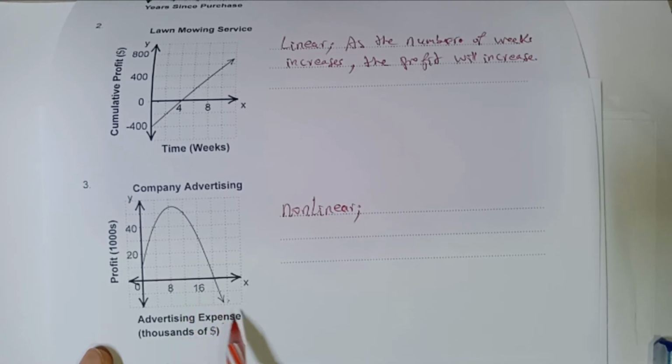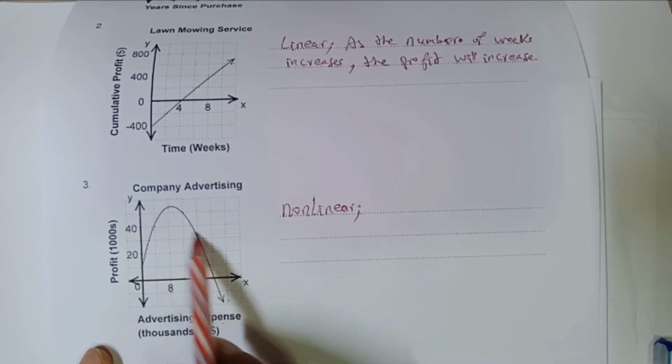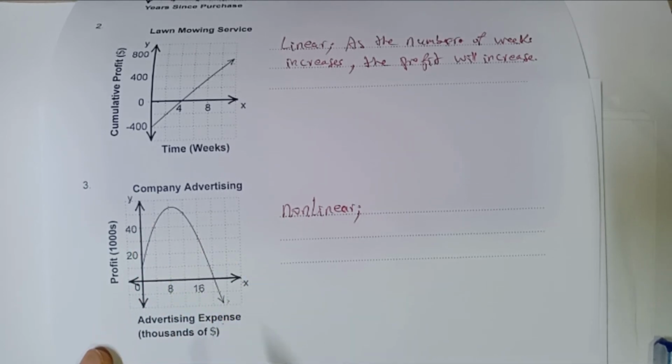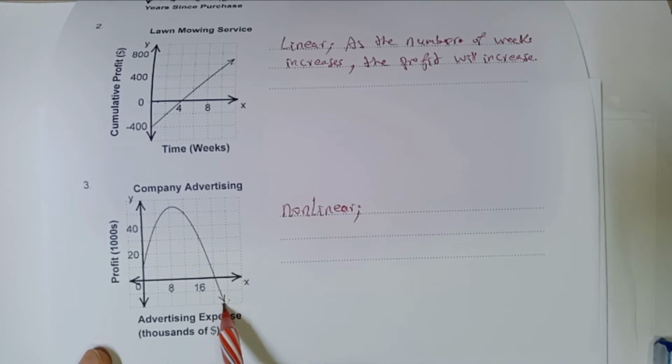So this is the advertising expense. This is the profit being made. This is the expense. So you expend more, the profit will go down. To put this in simpler terms, this is the money spent on advertising. As more money is spent on advertising, the profit will decrease, so that the company is losing its money.